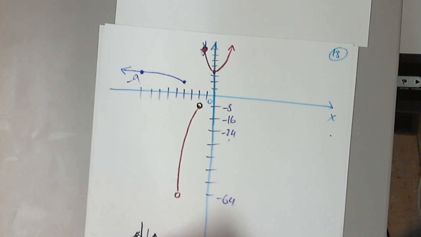So it starts here, comes to 4 and goes up. Or starts here, comes to 4 and goes up. This part does not exist. I have to graph x squared plus 4 between negative 2 and infinity.